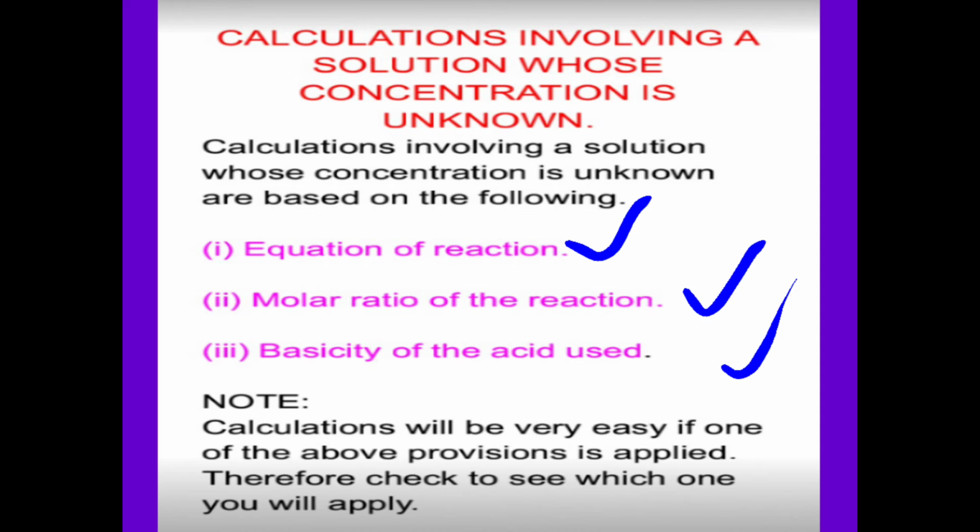Examiners will always give you one of the three. They may give you one of the three, or they may give you two. So it's up to you to check which approach you are going to use. Before you start any calculation involving a solution whose concentration is unknown, check to see whether any of those three is provided. If any of the three is provided, then the calculations are going to be easy for you.